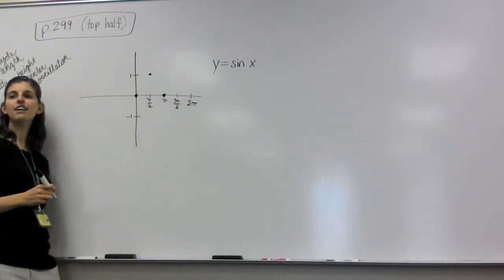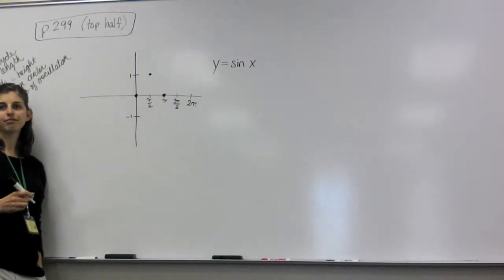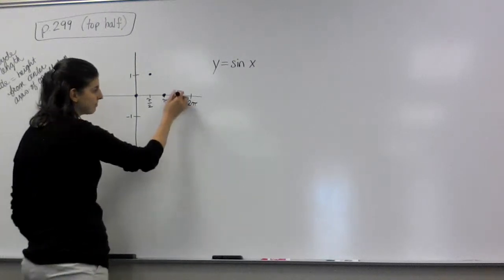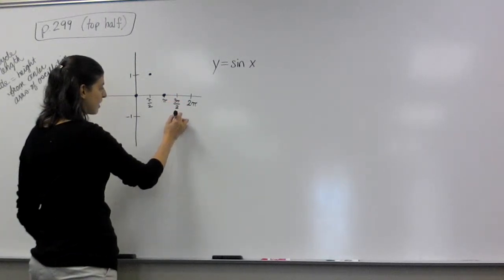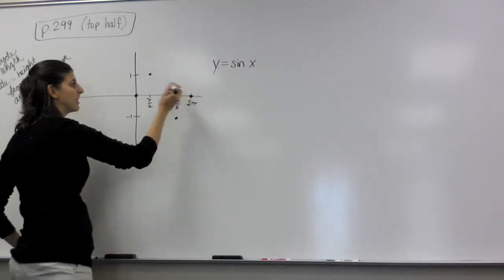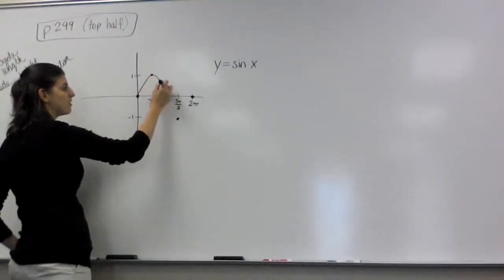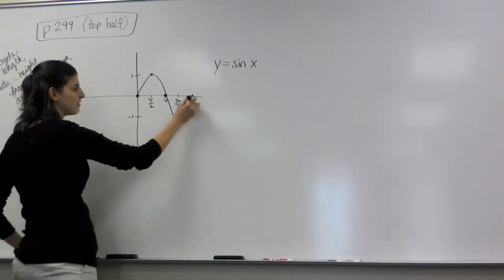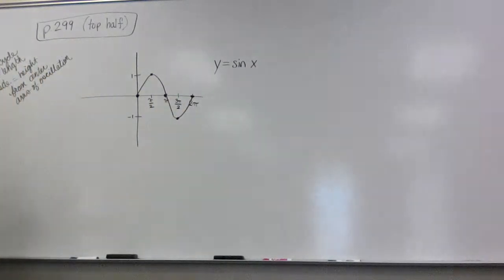What's the sine of 3 pi over 2? Negative 1. And what's the sine of 2 pi? Back to 0. Very good. So we are going to now draw our sine curve in. That is what we call the parent function when we are talking about transformations, which is what we're going to do today.